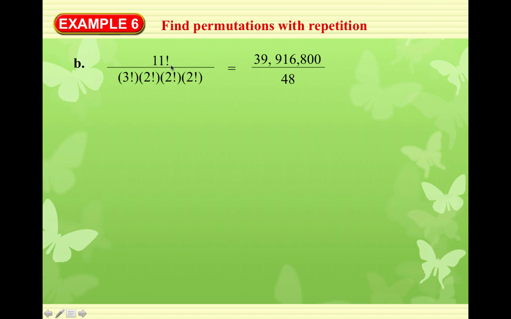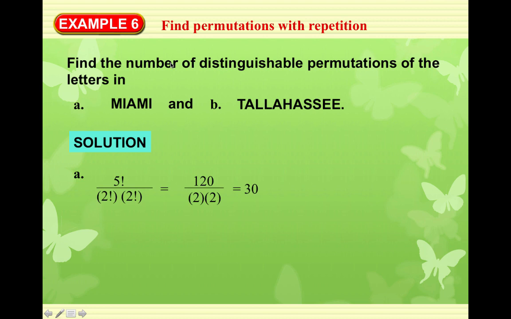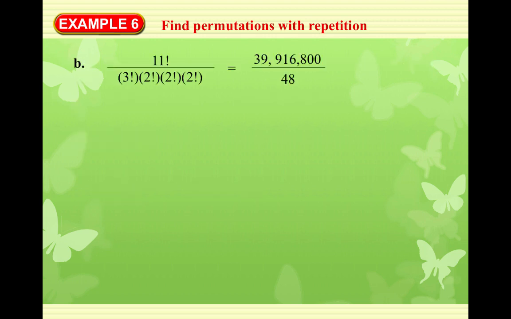There are 11 letters in Tallahassee, so we have 11 factorial. Let's see. The A is repeated 3 times, the L is repeated 2 times, the S is repeated 2 times, and the E is repeated 2 times. So we have 3 factorial for the A, 2 factorial, 2 factorial, 2 factorial for the other repeated letters.